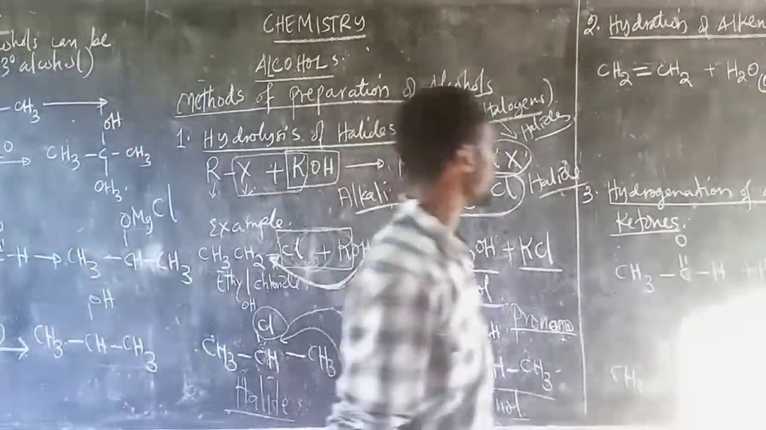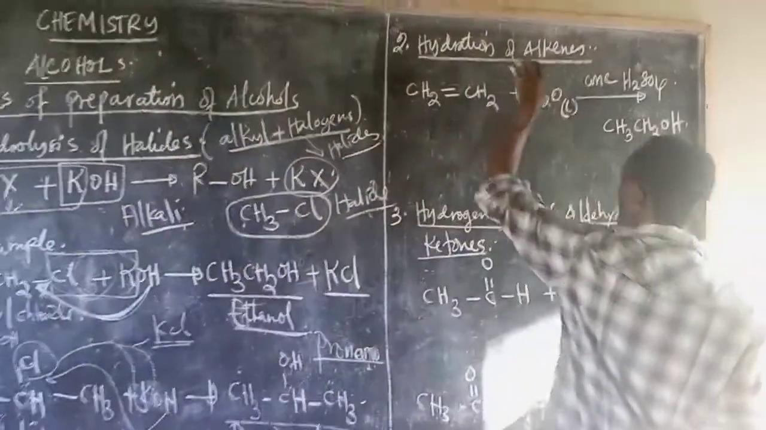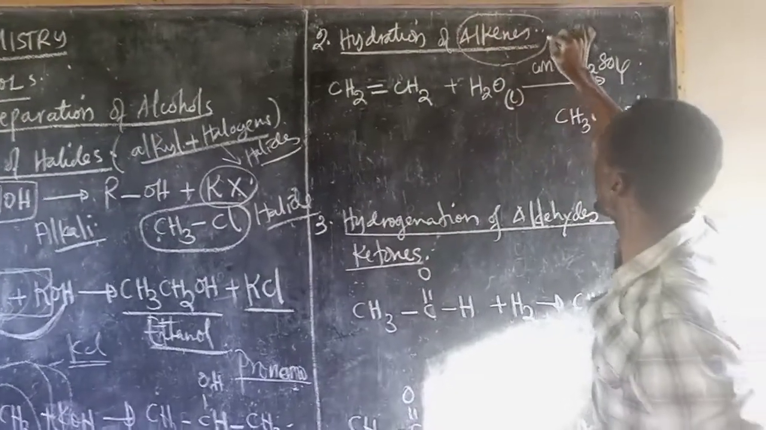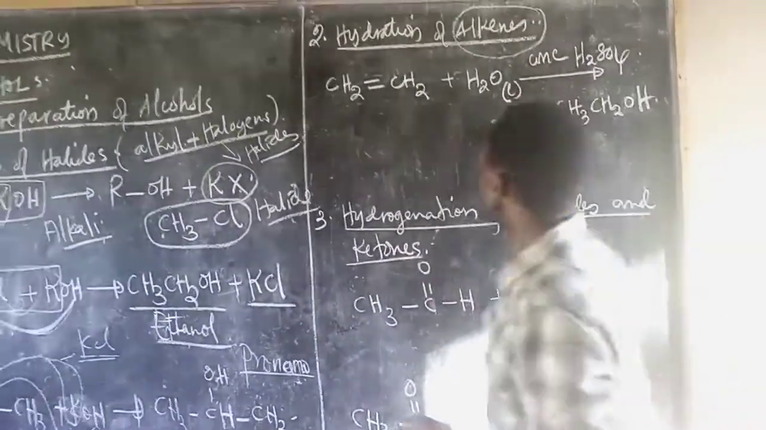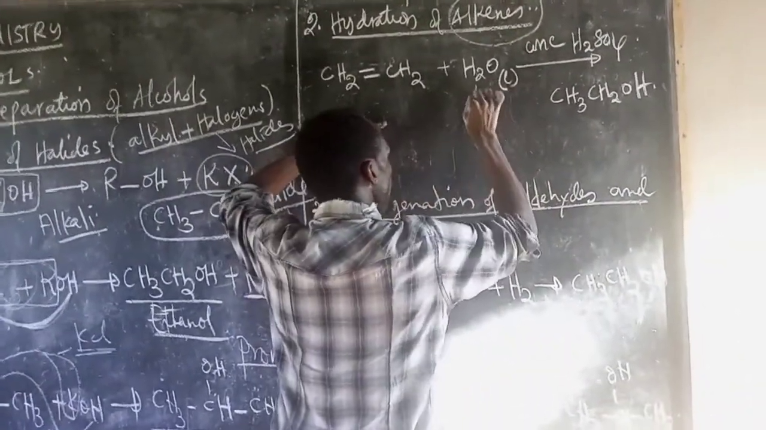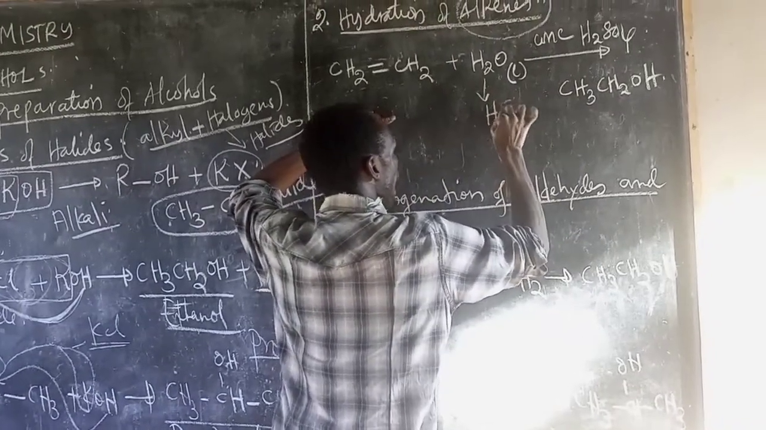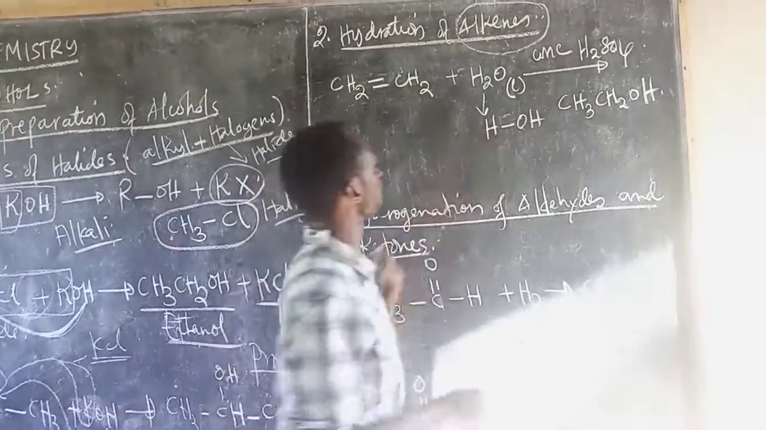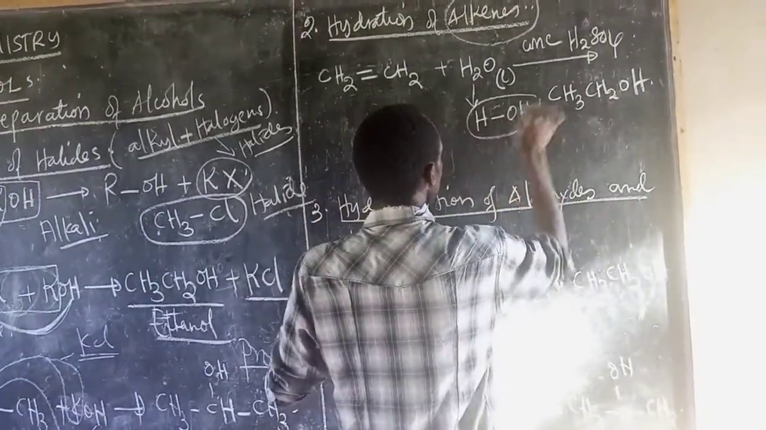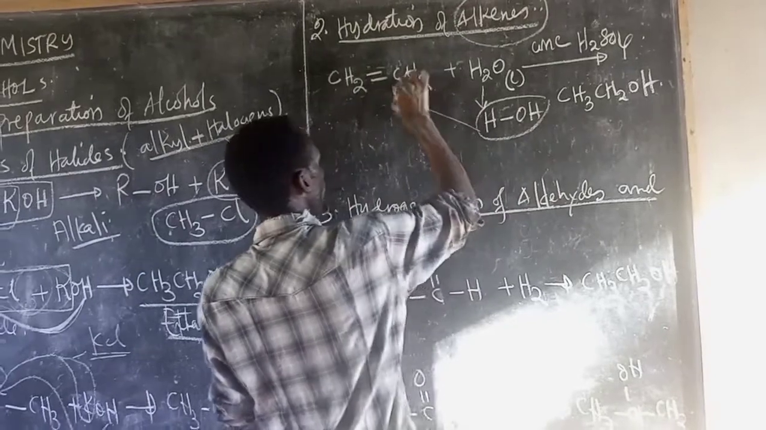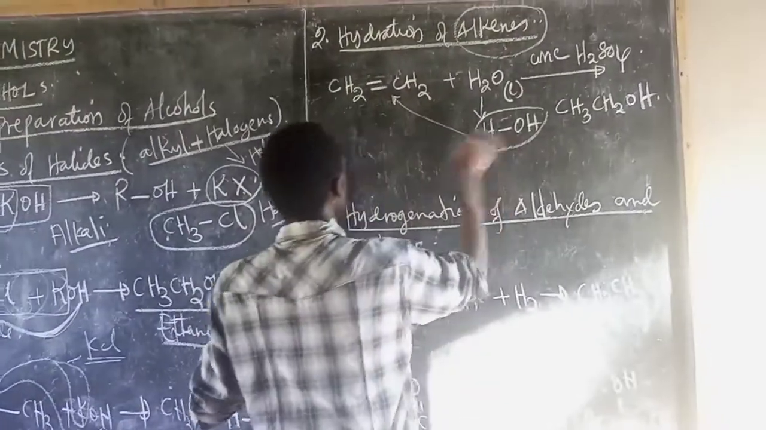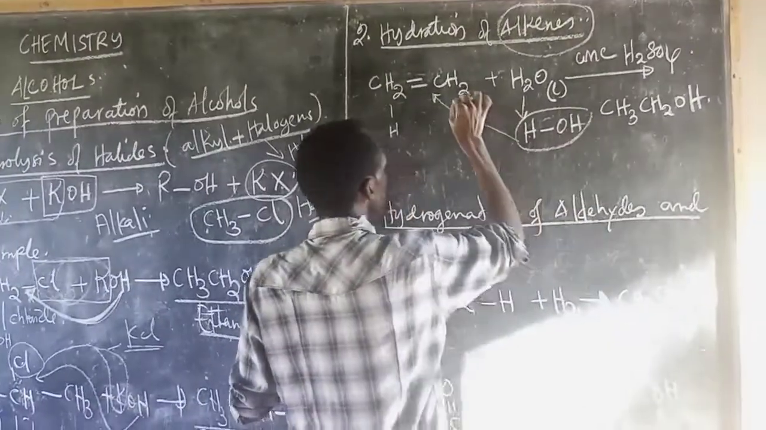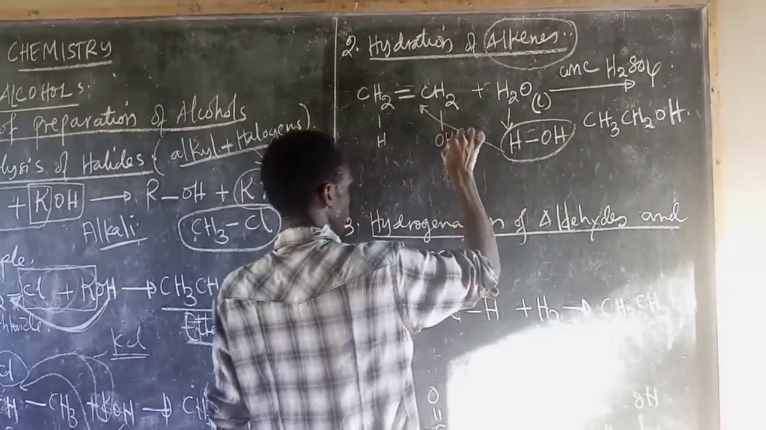And the second method we call hydration of alkenes. This is the addition of water to alkenes. This is liquid water, shown in this form. This water will come and attach to the functional group, meaning this hydrogen will join this carbon and this OH group will join this place.